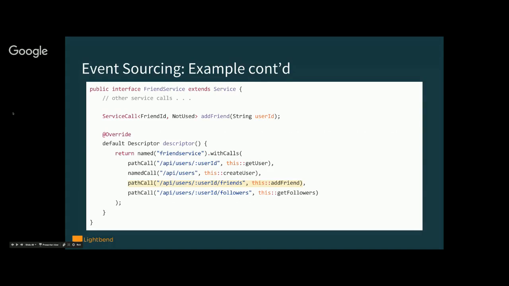So, all right, and then finally we're going to implement the service call, and we simply go back to our descriptor, and we add in our interface the route, and we add the function or the method that we just created, addFriend.